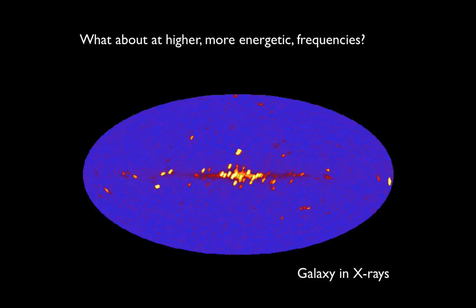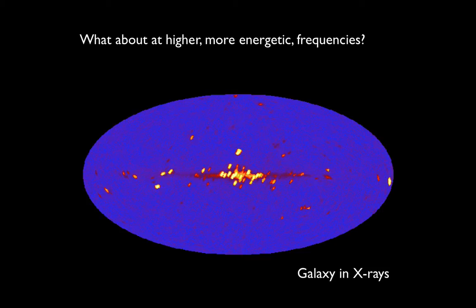So we've looked at what the galaxy looks like in visible, in infrared, and radio. What about when we move to higher, more energetic frequencies? What does the galaxy look like in X-rays? Once you move to X-rays, there's going to be less stuff emitting X-rays, right? Because X-rays require really energetic processes, because X-ray photons have a lot of energy.